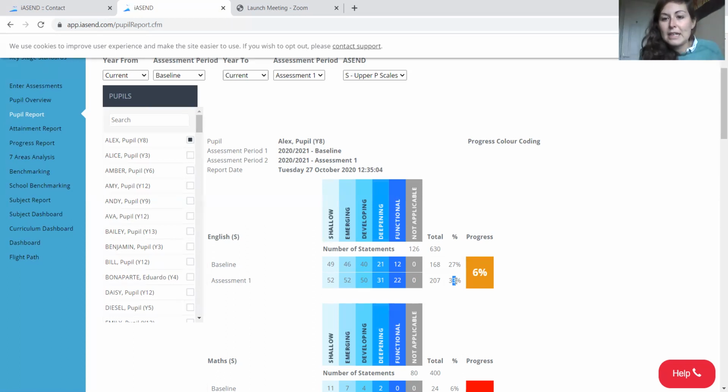How much progress they should make for a whole year is very much dependent on what curriculum they're on. So let's change the assessment period now to end of year. Because this is a demo account, there's no change in data. Hopefully on your account there would be. Because he's on the S curriculum, he needs to achieve 7% progress.